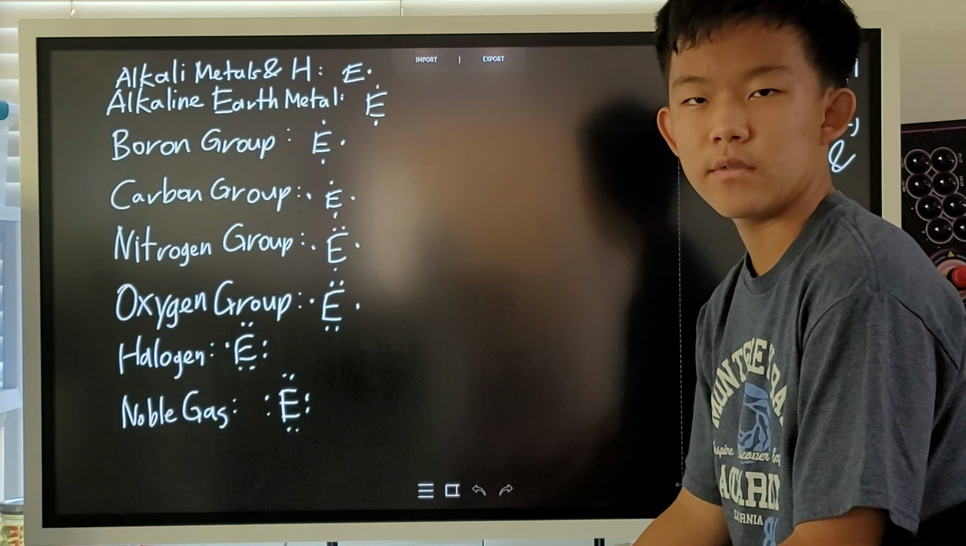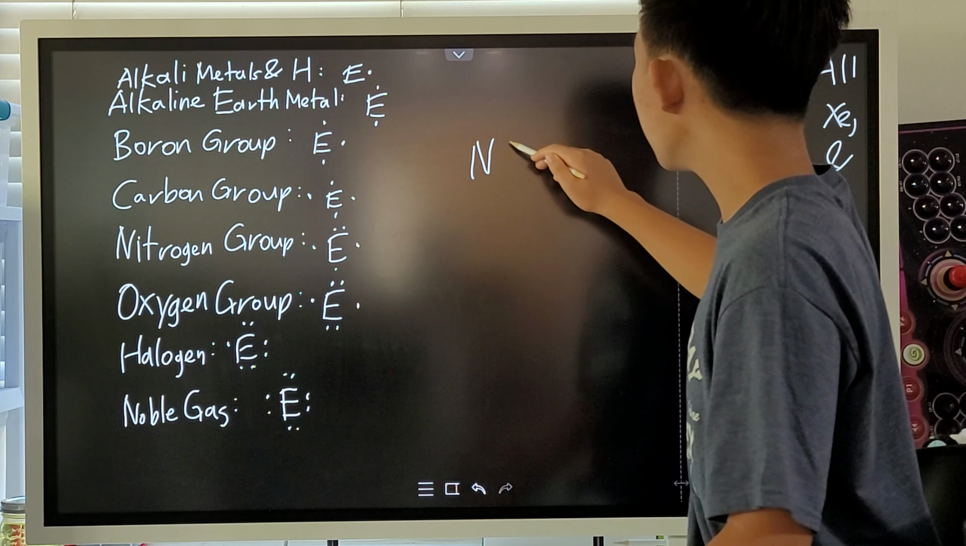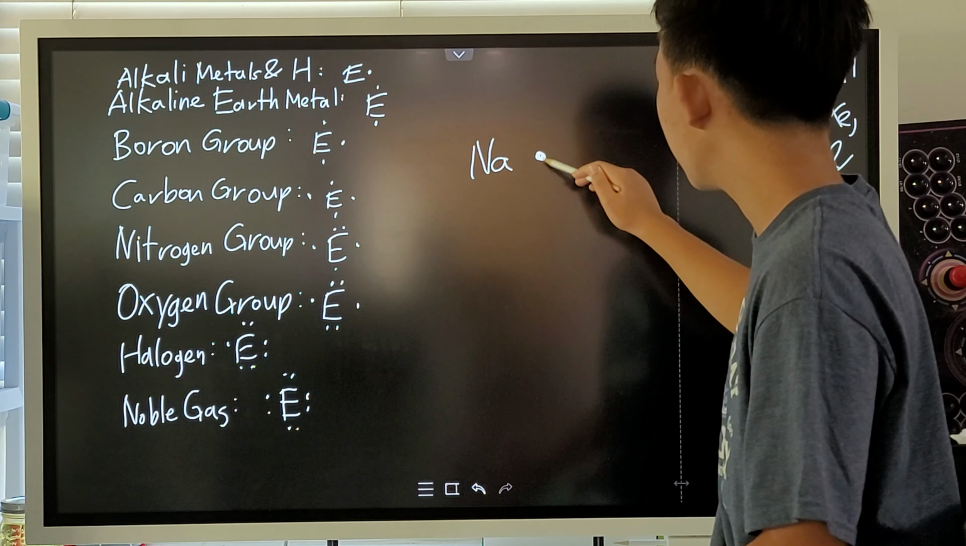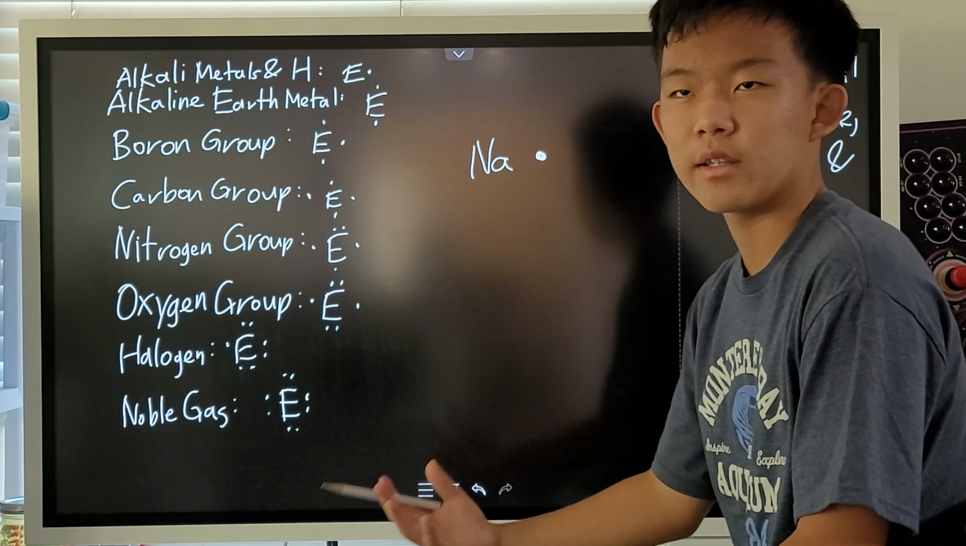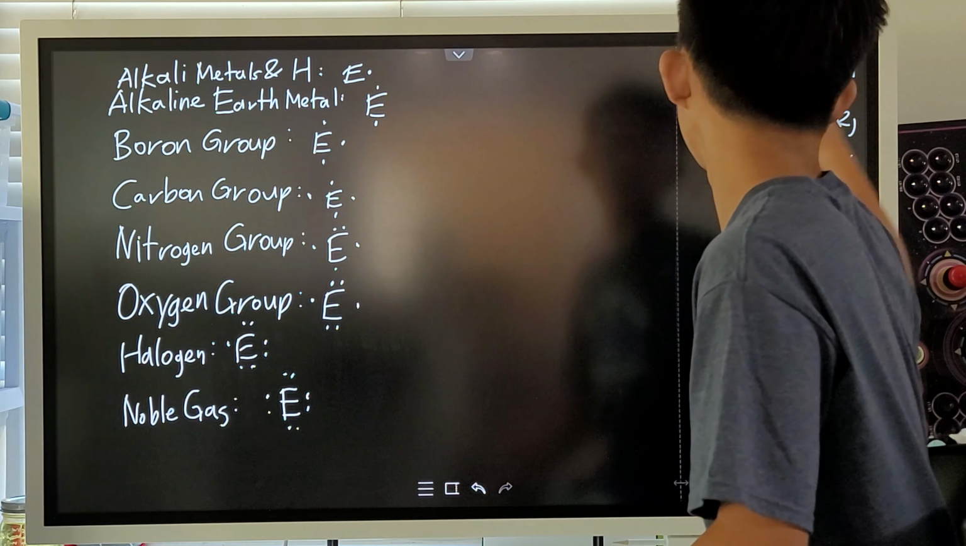Now these only signify the valence electrons. For example, sodium, even though it has 11 electrons, you're only going to depict it with 1 because it's really the valence electron that gets involved in all those reactions. The other 10 electrons just stay in there and do nothing.